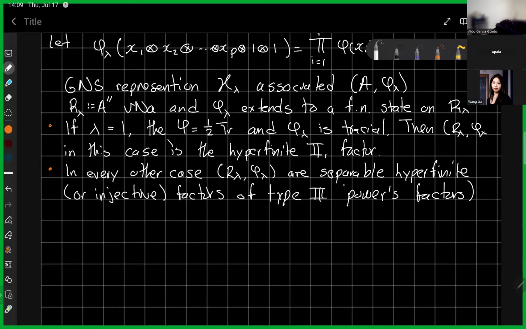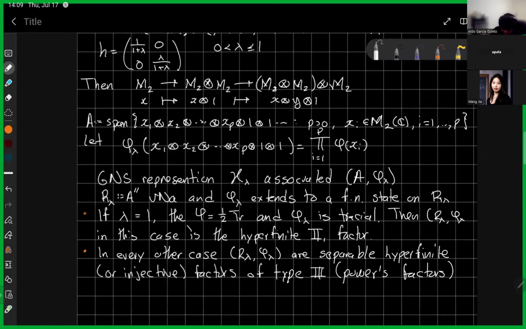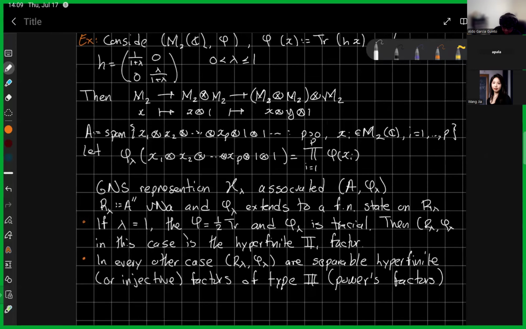This procedure that we do here of tensoring keeps, if each term that you're tensoring is a factor, it'll still be a factor. So we already know that R_lambda is necessarily a factor here. But this is going to be a type III von Neumann algebra.